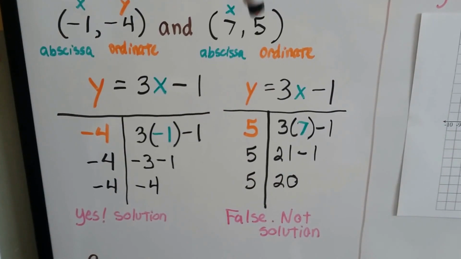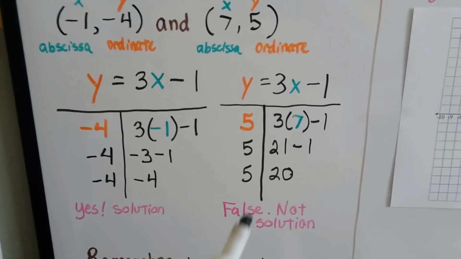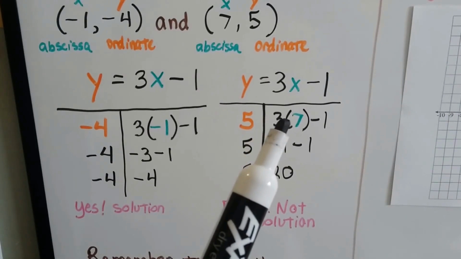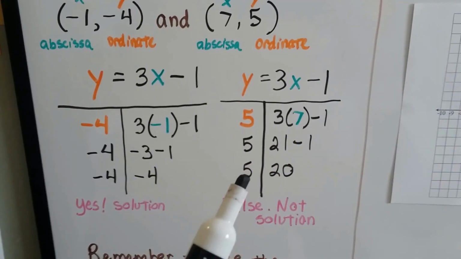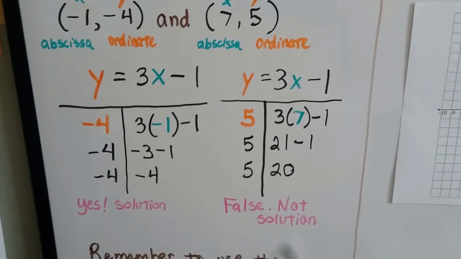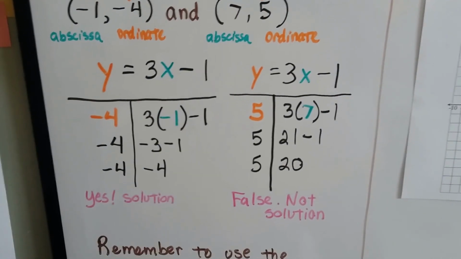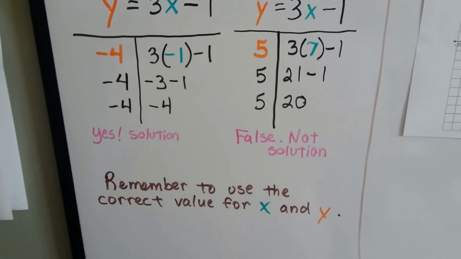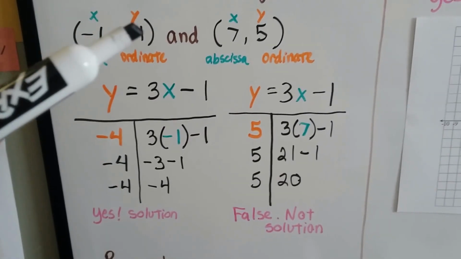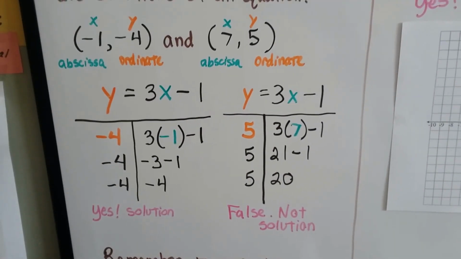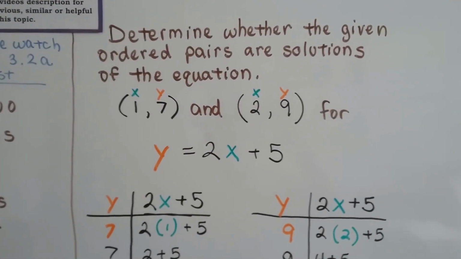So now let's try this one. We're going to plug in 7 for the x and 5 for the y. So we have 5 equals 21 minus 1. That comes out to 5 equals 20. No, that's false. So this ordered pair is not a solution for this equation. All right? So just remember to use the correct values for x and y. x is the first one, y is the second one. Okay? We can determine whether the given ordered pairs are solutions of the equation.